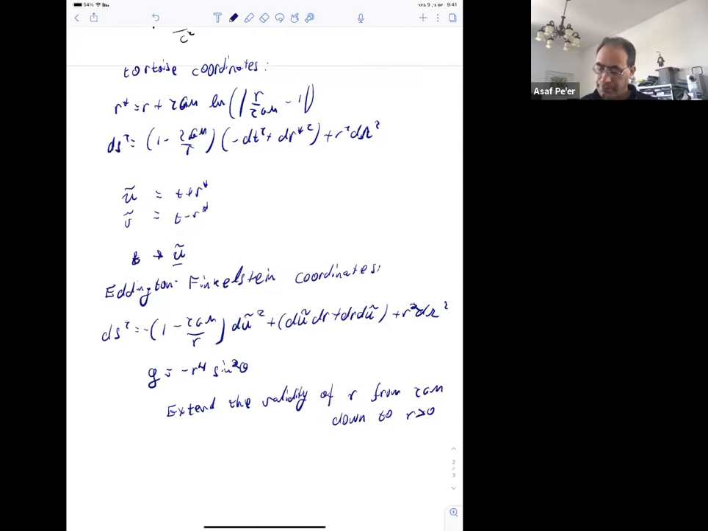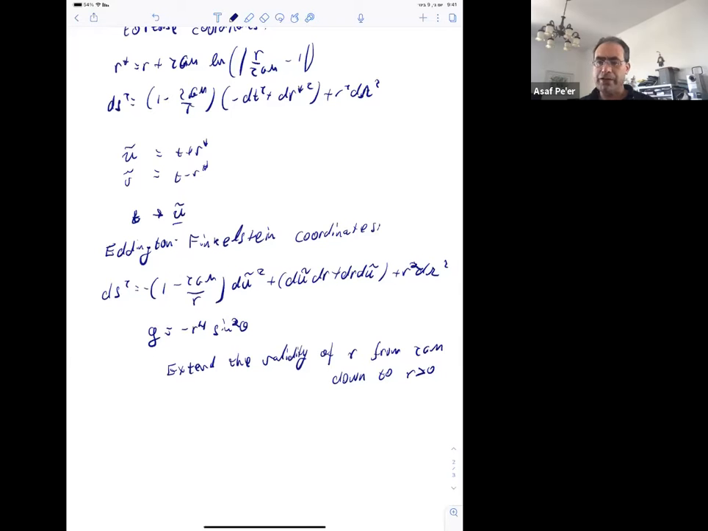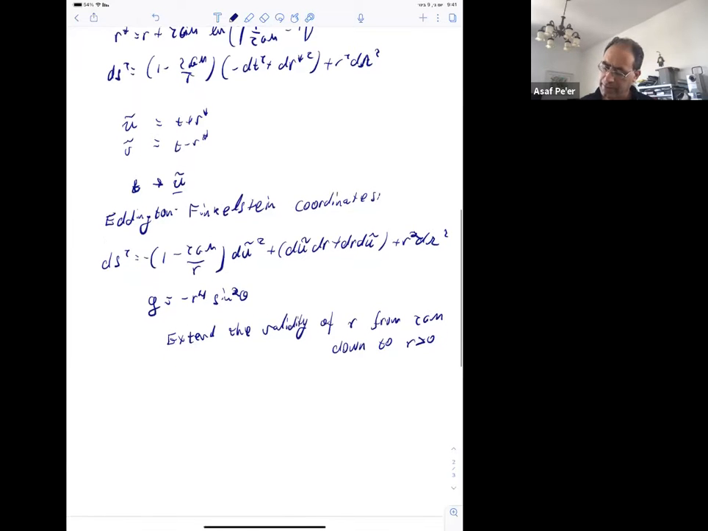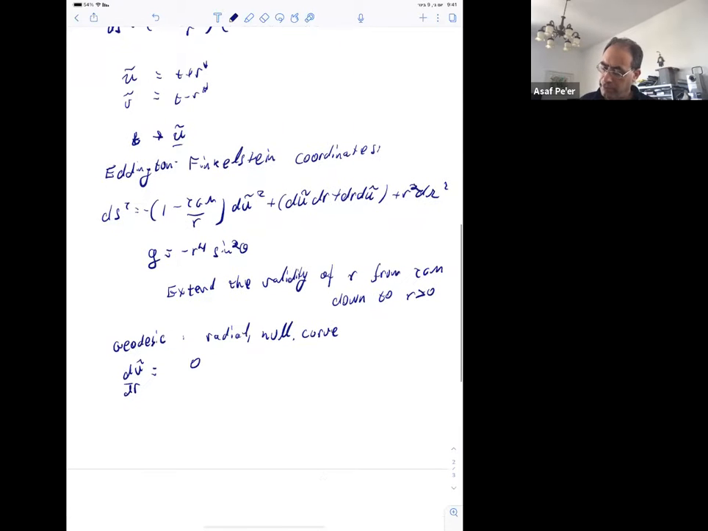Now, when we looked at geodesics, we find something interesting happening here. The geodesic, again radial null curve: du tilde over dr is equal to 0 for infalling, namely decreasing r, and 2 times (1 minus 2GM over r) to the minus 1 for the outgoing particle.